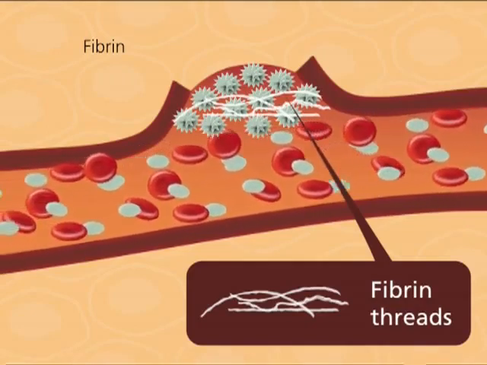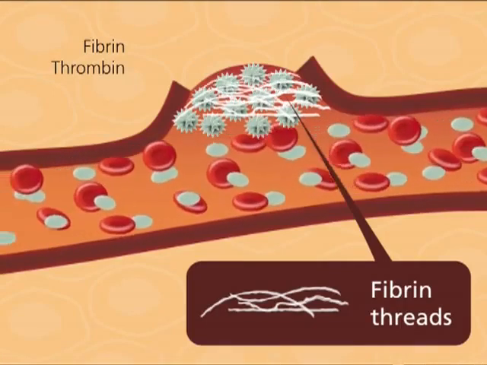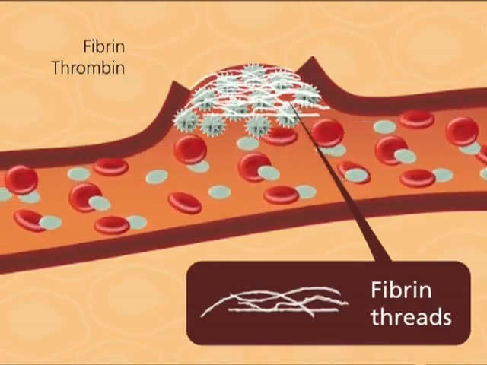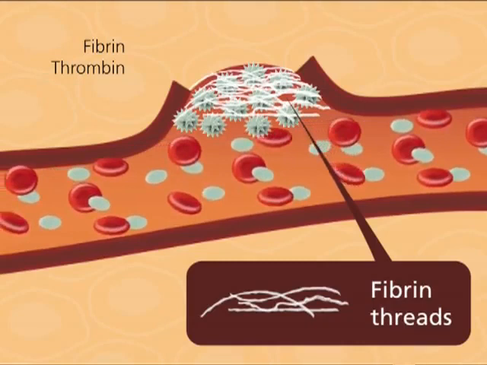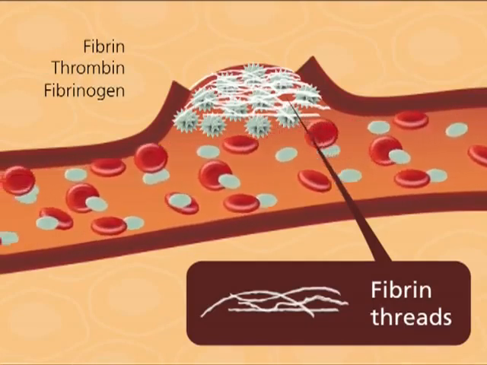As soon as a small amount of thrombin is formed, the clotting process accelerates and provides more and more thrombin into the wound. At high concentrations, this thrombin quickly converts fibrinogen to fibrin on the surface of the platelet aggregate to stabilize the hemostatic plug.